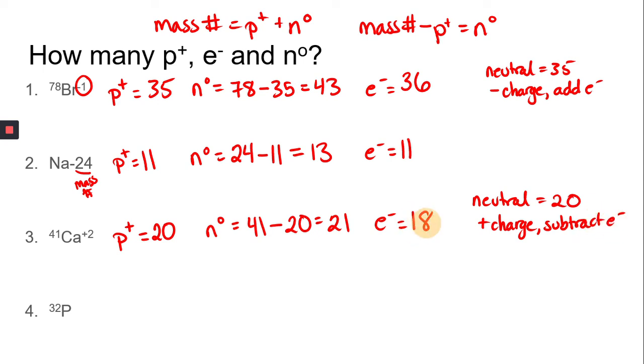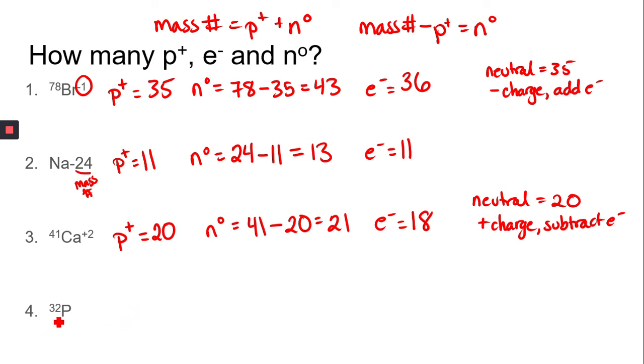So neutral, like in number 2, protons and electrons are the same. A negative charge means you add that to your total electrons. Positive charge, you subtract from the electrons. So the electrons can change, the neutrons can change, protons cannot.